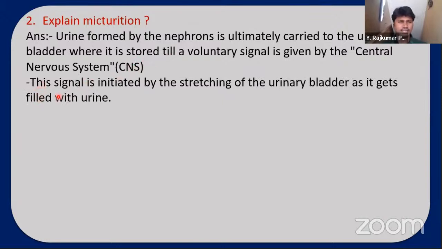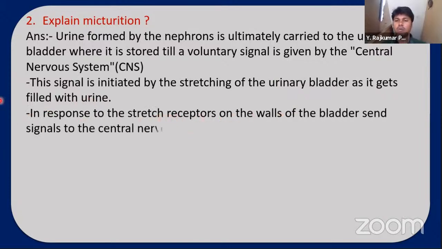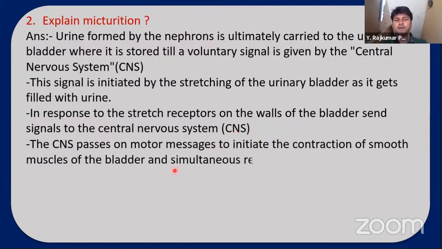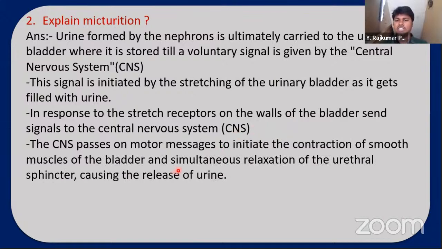So what happens in this? See the step by step. The signal is initiated by the stretching of the urinary bladder as it gets filled with the urine. In response, the stretch receptors on the walls of the bladder send signals to the central nervous system. When the urine is more in the urinary bladder, the stretch receptors give the signals to the CNS, that is central nervous system. The CNS passes on motor messages to initiate the contraction of smooth muscles of the bladder and simultaneous relaxation of the urethral sphincter, causing the release of urine.